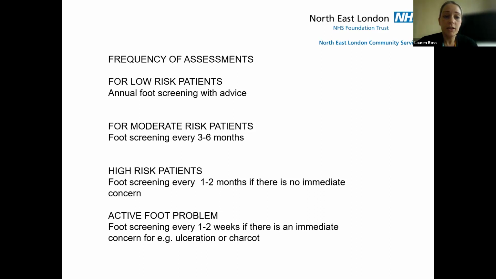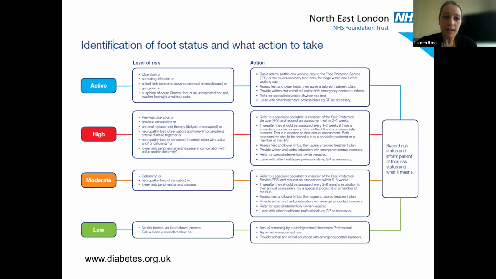For moderate risk patients, it is every 3 to 6 months. High risk is every 1 to 2 months. And active foot problems is every 1 to 2 weeks, or if there is any change in the foot, so if they develop a new ulceration, then as part of that, we should be doing that assessment.